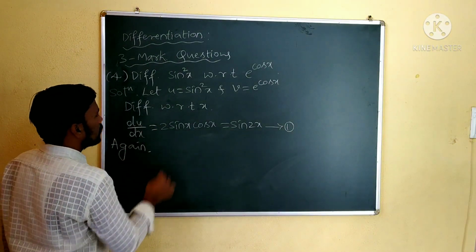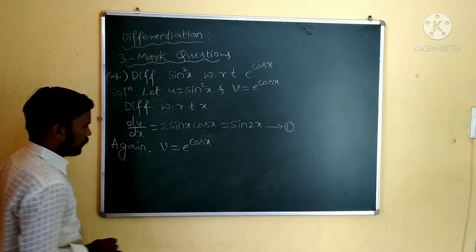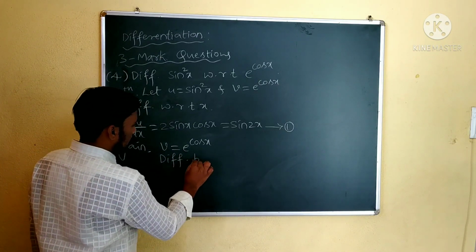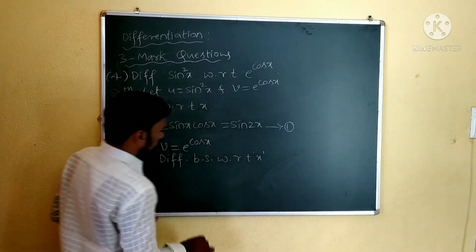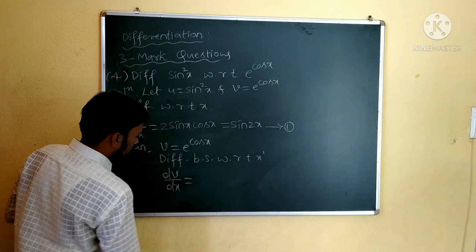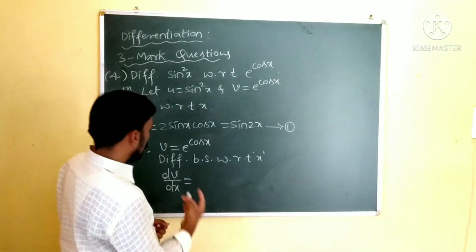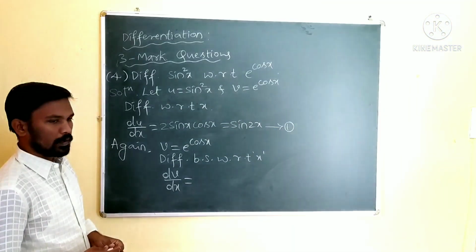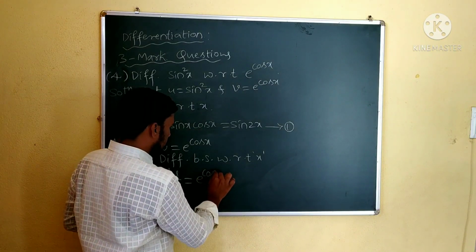Now consider the second equation. v is equal to e to the power of cos x. Now again, differentiating both sides with respect to x only. So derivative of v with respect to x is dv by dx. That is equal to derivative of e to the power of x. You know, derivative of e raised to x is e raised to x, but here the power is cos x. So apply chain rule. So derivative of e raised to cos x is e raised to cos x.